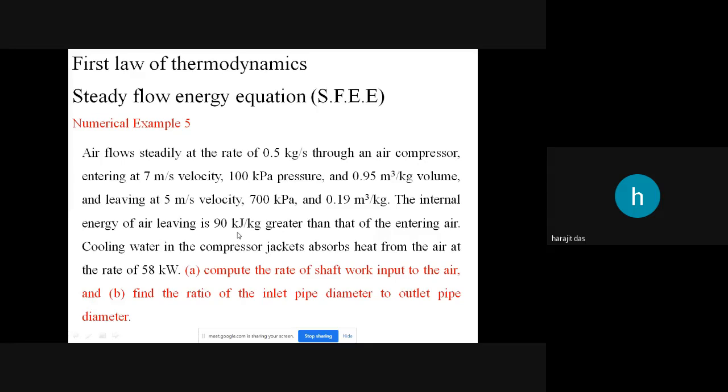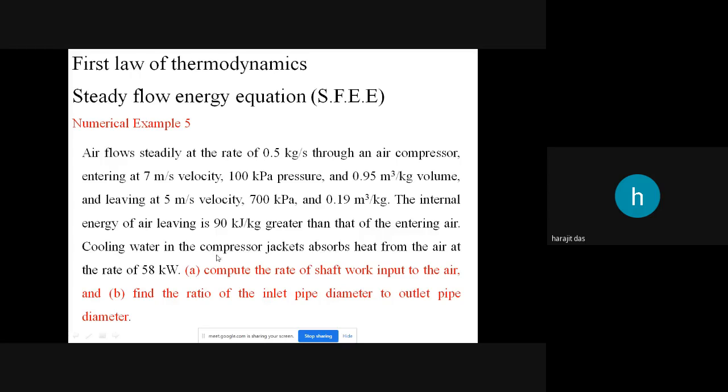It is said that U2 is 90 kilojoule per kg greater than that of entering air, means U1 plus 90 will be equal to U2. Cooling water in the compressor jackets absorbs heat from the air at the rate of 58 kilowatt, means heat interaction with the system is 58 kilowatt. But whether it is positive or not, we need to find out, because we need to apply it to the formula. Whatever derivation we got at the last in the steady flow energy equation, we will be applying those sign conventions also.